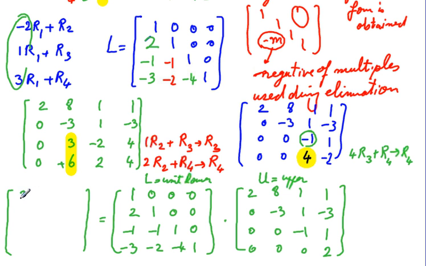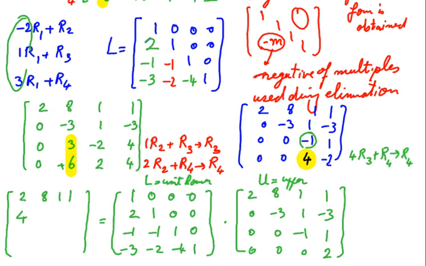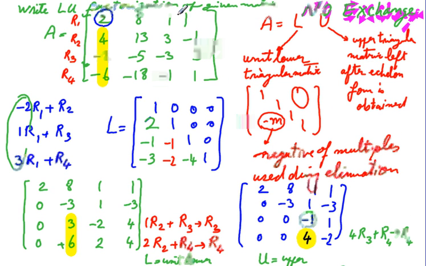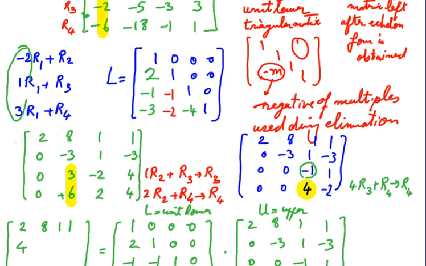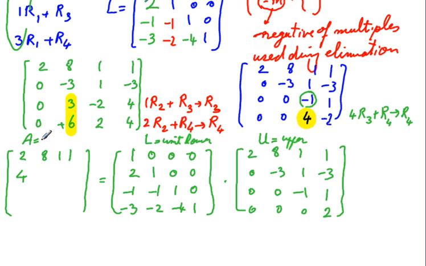So that's a kind of record of Gaussian elimination. This is what our original was. I'm just copying our original. This is our A. So 4, 13, 3, -1, -2, -5, -3, 3, -6, -18, -1, 1. Okay, so that wasn't that bad, huh?